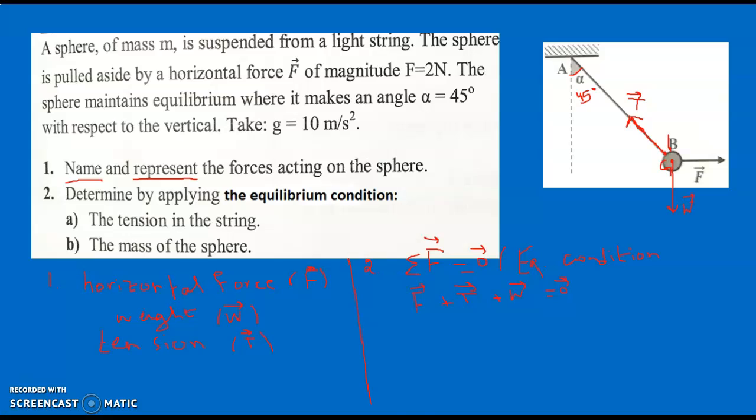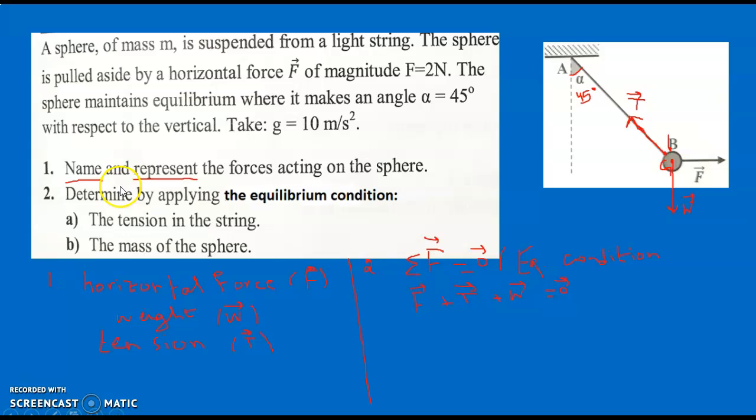Now, moving to this exercise, we have a sphere of mass m suspended from a light spring. The sphere is pulled aside by a horizontal force F of magnitude F equals 2 Newton. The sphere maintains equilibrium where it makes an angle alpha equal 45 degrees with respect to the vertical. Take g equal 10 meters per second square. Name and represent the forces acting on the sphere.